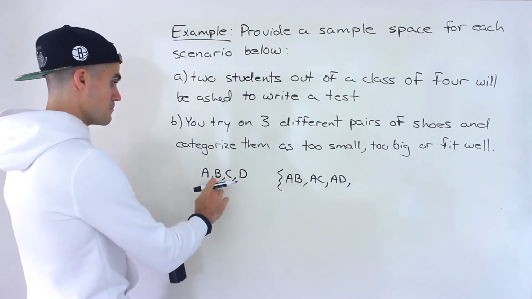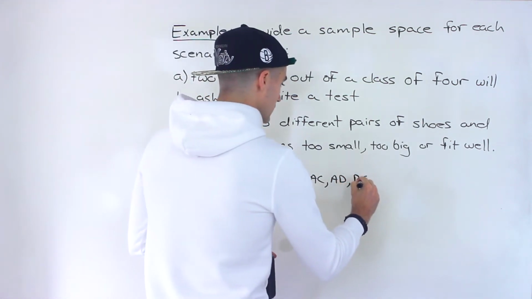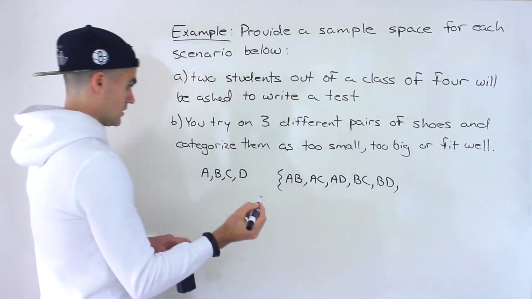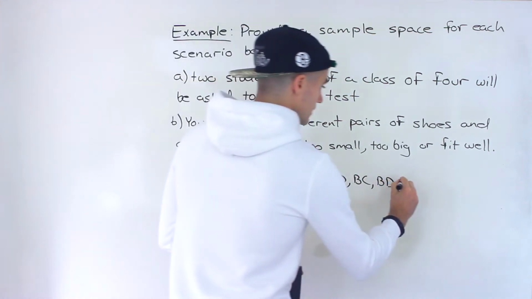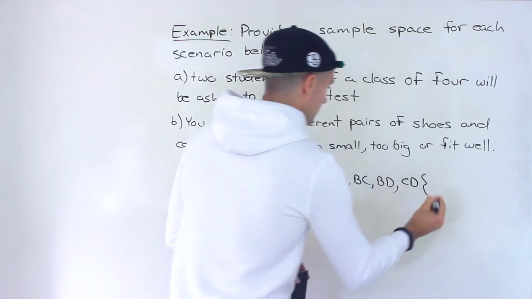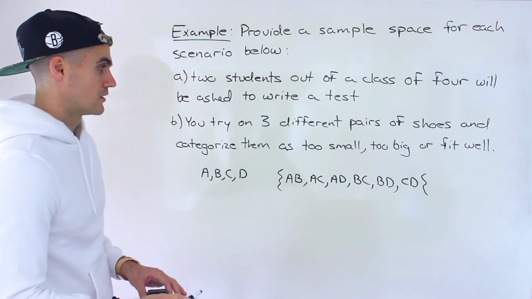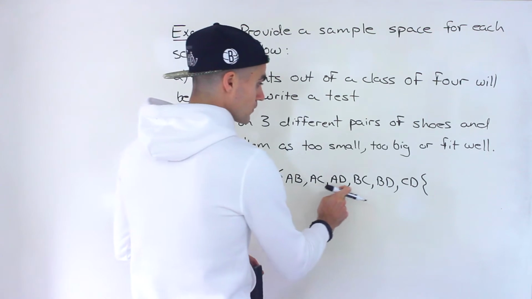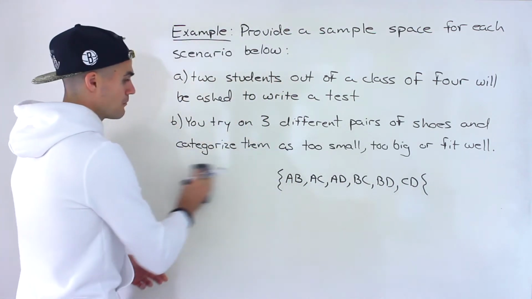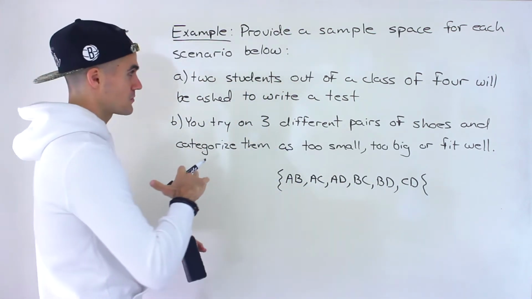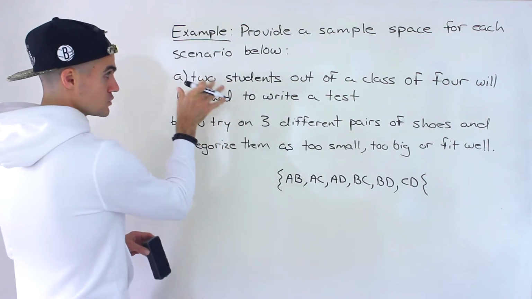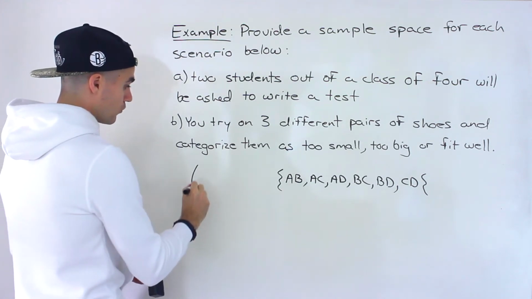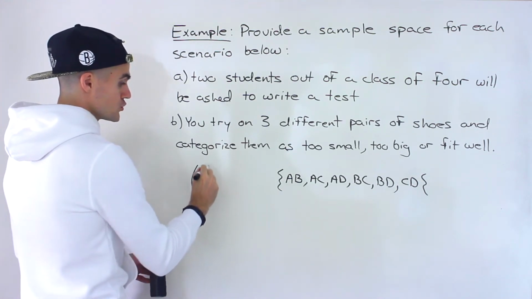We can have B and C, we could have B and D, or we could have students C and D. And that's basically all of the combinations right there. And notice how there are 1, 2, 3, 4, 5, 6 combinations, and that makes sense if we go back to counting principles. Taking 2 students out of a class of 4 to write a test, the order doesn't matter, so the number of ways that could happen would be 4 choose 2.